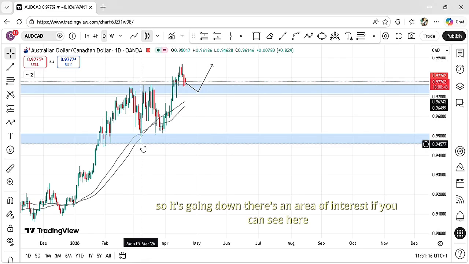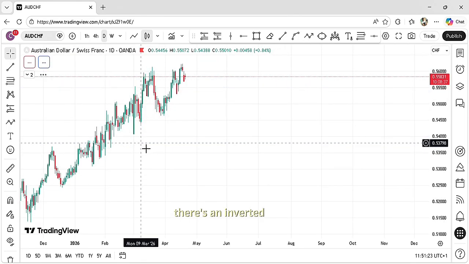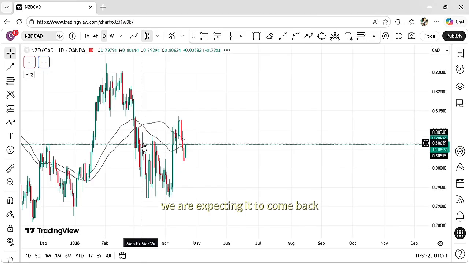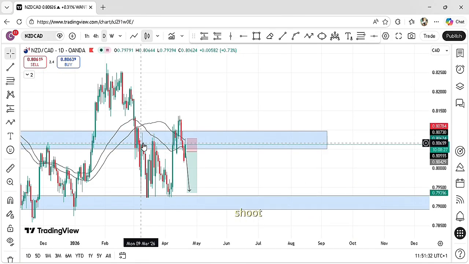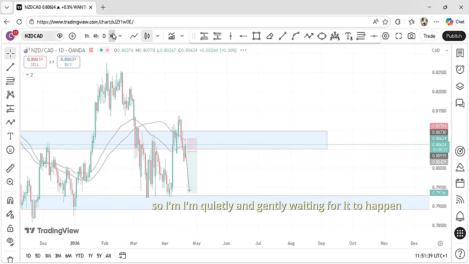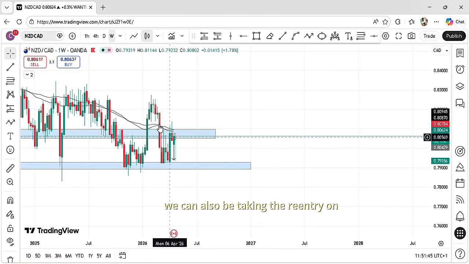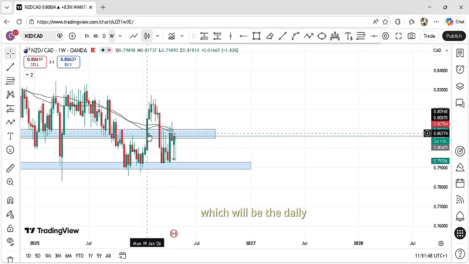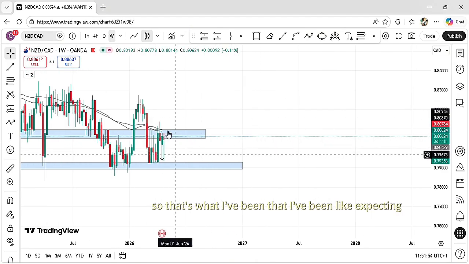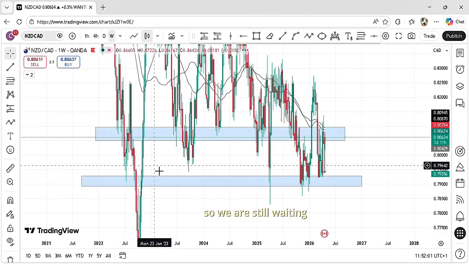If you can see here, there is an inverted head and shoulder here. It has broken it, so we are expecting it to come back to the neckline before it shoots down. So I'm quietly and gently waiting for it to happen. And from there we can also be taking a re-entry on minor key levels, which will be the daily key levels. So that's what I've been expecting. Well, I won't lie, I've been expecting it, but I haven't seen it. So we are still waiting patiently.